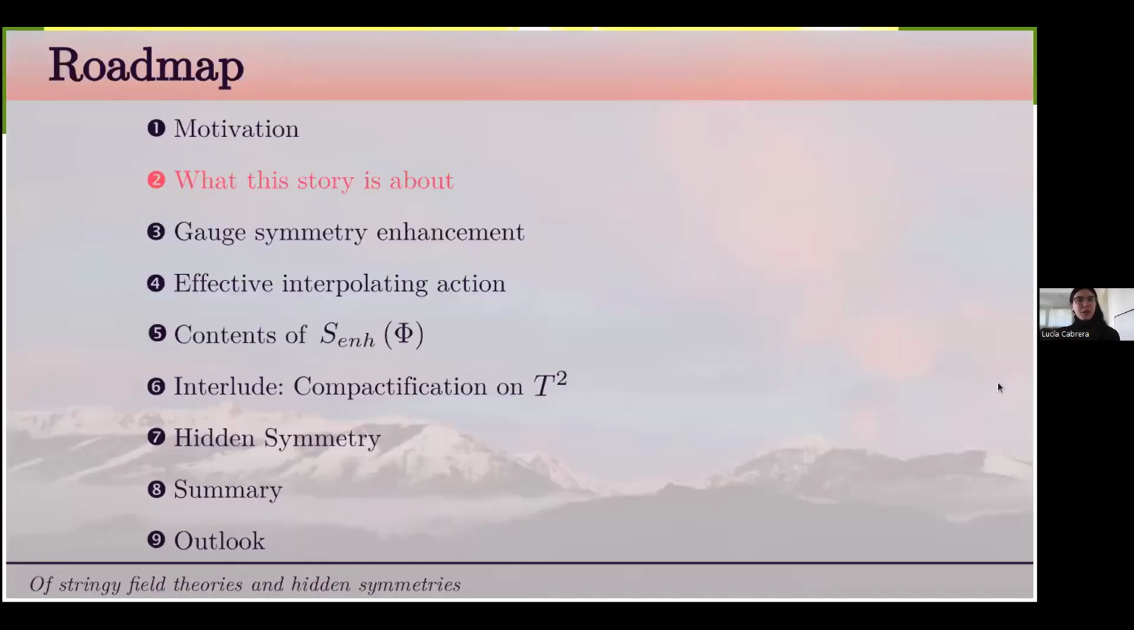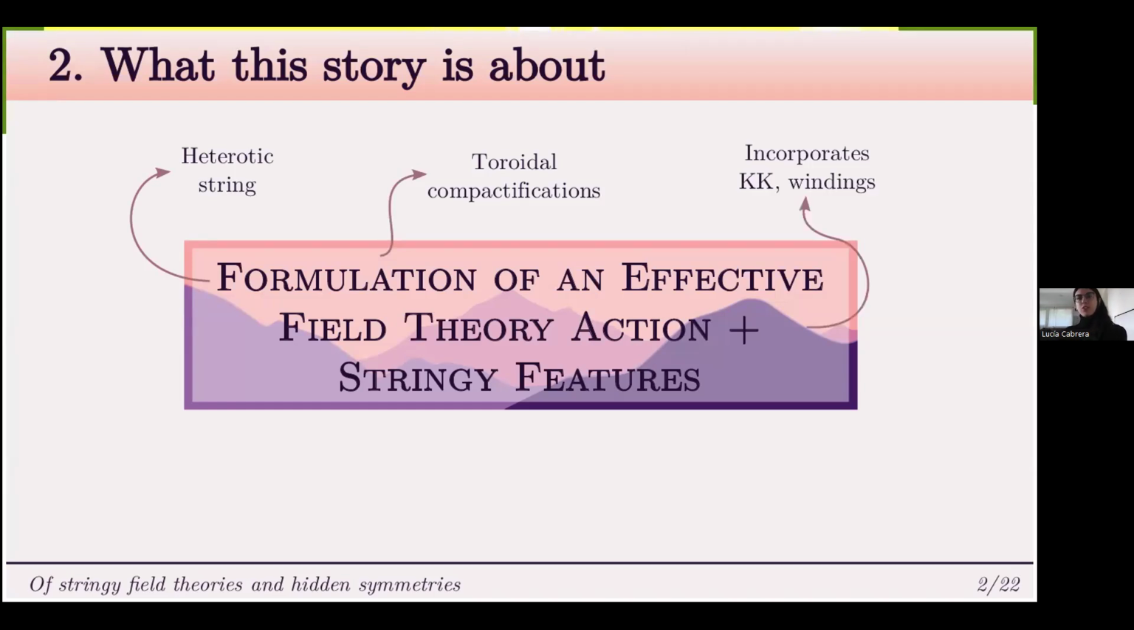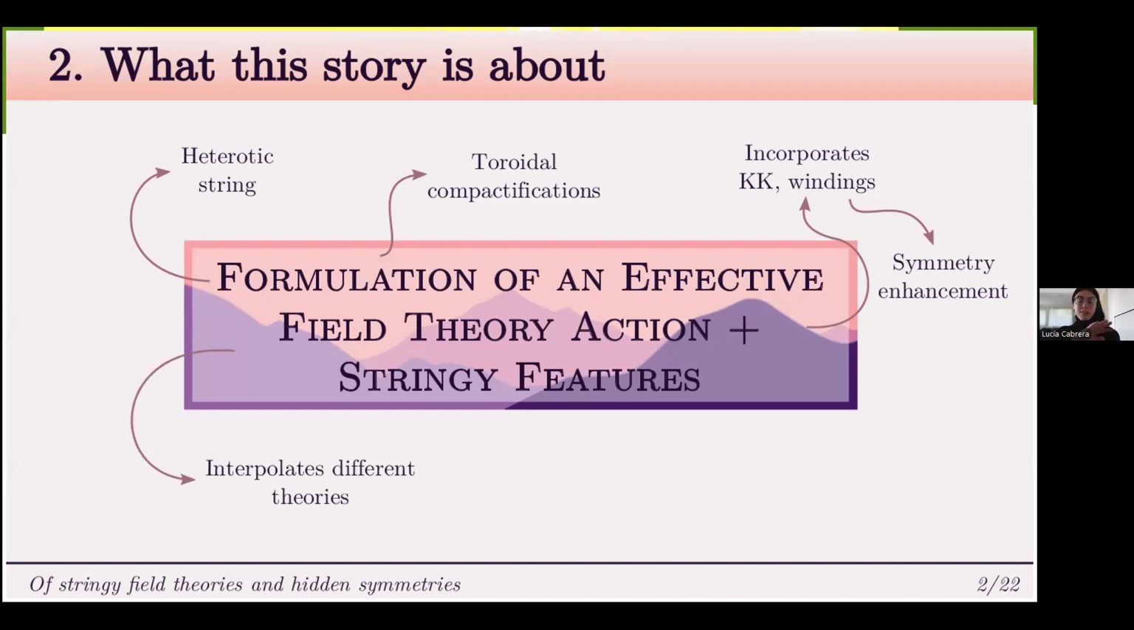So let's go into what I'm going to be talking about today. I'm going to be talking about formulating an effective field theory action that will include stringy features. We're going to do this for the heterotic string, and we're going to be compactifying on tori. We will incorporate the stringy features through Kaluza-Klein momenta and windings. This will allow us in turn to have gauge symmetry enhancement. We will see that this action effectively interpolates among different gauge theories, which might actually be hinting at some underlying structure of the action that we're going to go looking for.